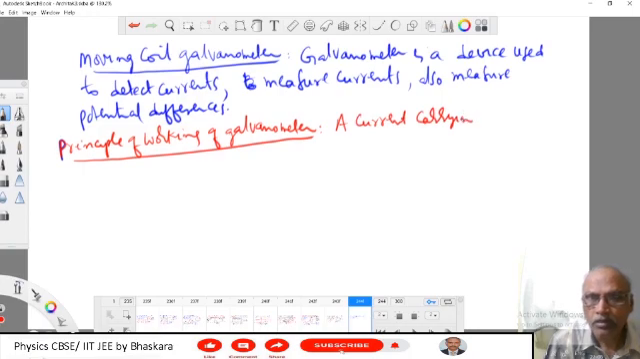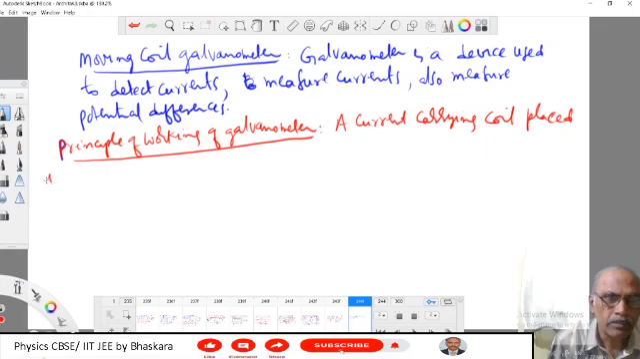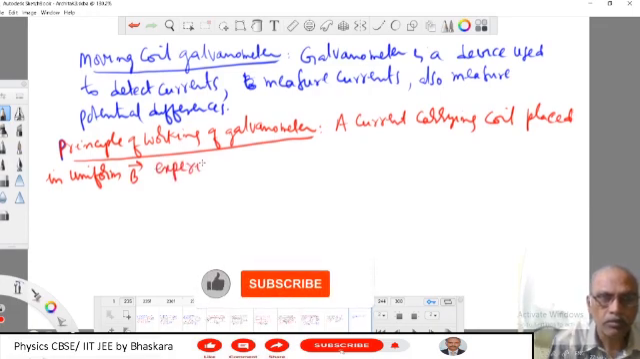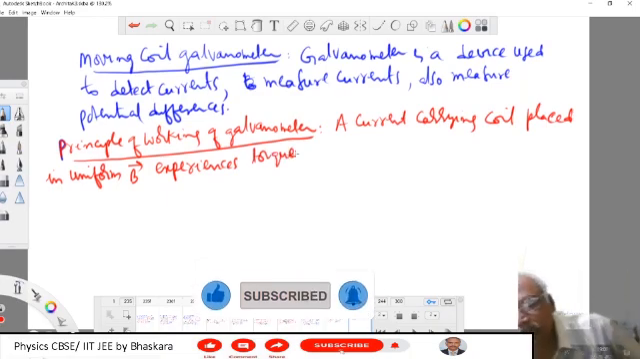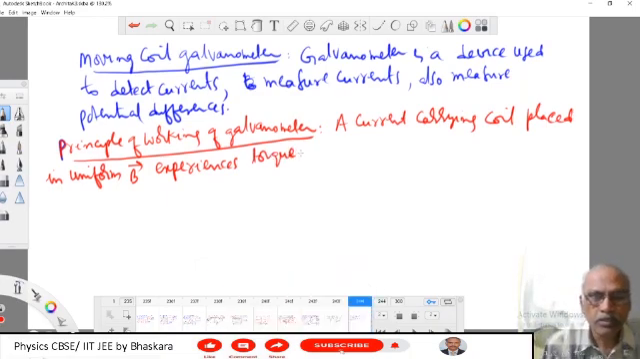A current carrying coil placed in uniform magnetic field experiences a torque. Understood what is the concept here? This is the principle. When current passes through the coil and the coil is in a uniform magnetic field, it experiences a torque. Torque means the coil will rotate. The amount of rotation depends on the strength of current. So we can measure current by seeing the amount of deflection of the coil.